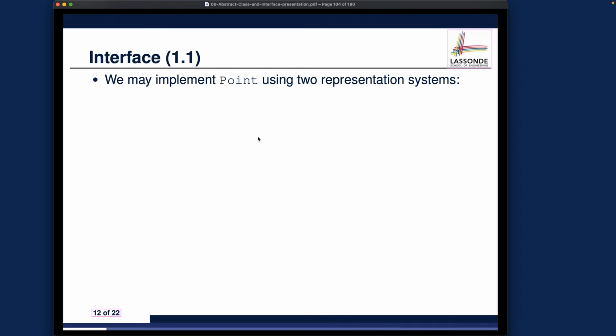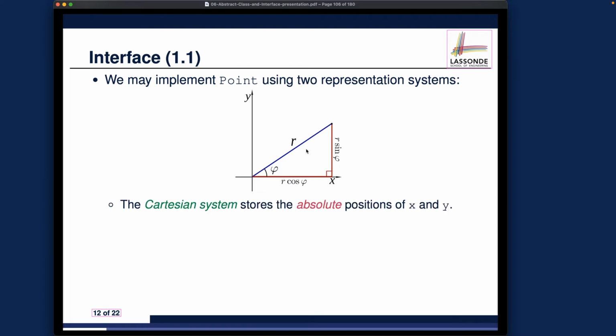Let's see. There are two possible ways to represent two-dimensional points. I'm pretty sure one of them is Cartesian. What about the other one? Let's not worry too much about the detail of this diagram. I'm going to illustrate that visually in a moment, but let's go over some principles. The first system is called the Cartesian system, where we simply store the absolute positions of x and y. This is normally the system you're very used to.